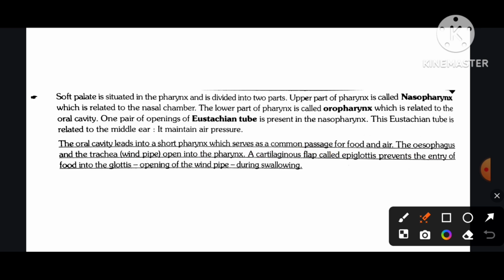The oral cavity leads into a short pharynx, which serves as a common passage for food and air. The esophagus and the trachea, the windpipe, open into the pharynx. A cartilaginous flap called epiglottis prevents the entry of food into the glottis, the opening of the windpipe, during swallowing.